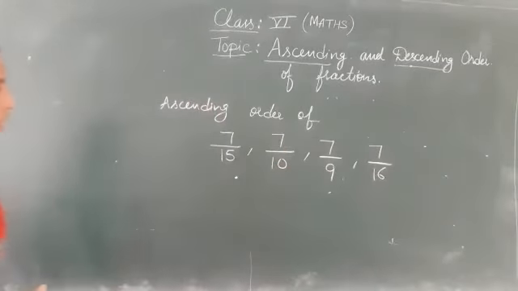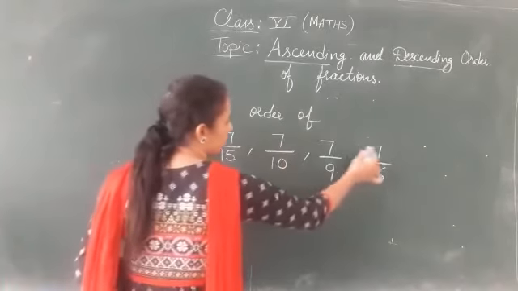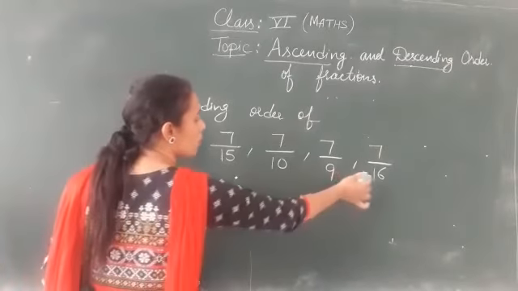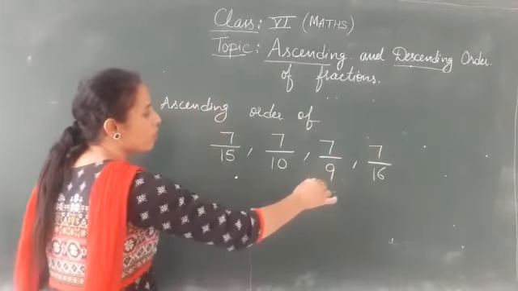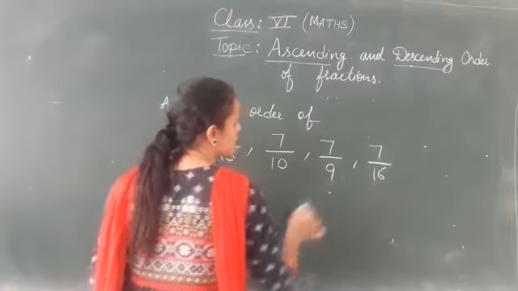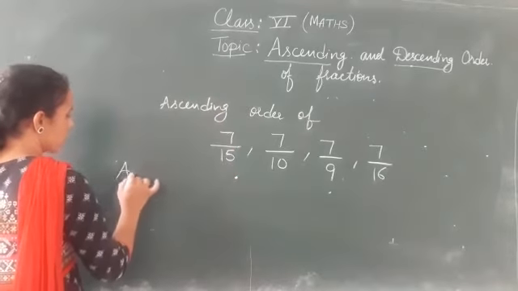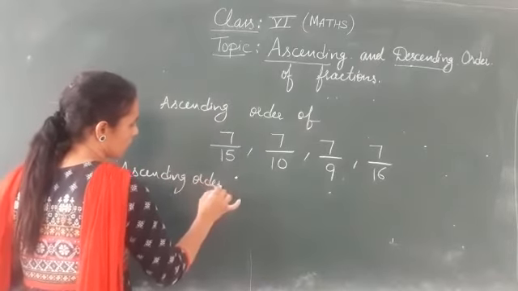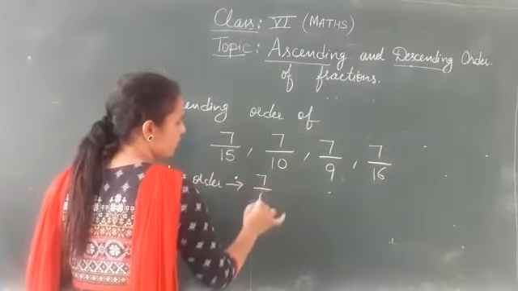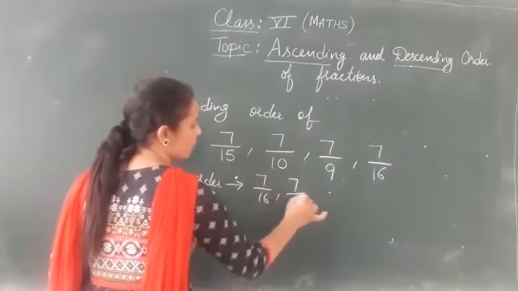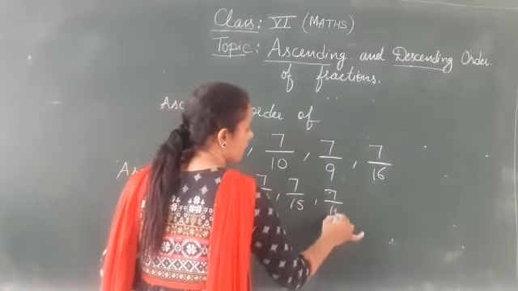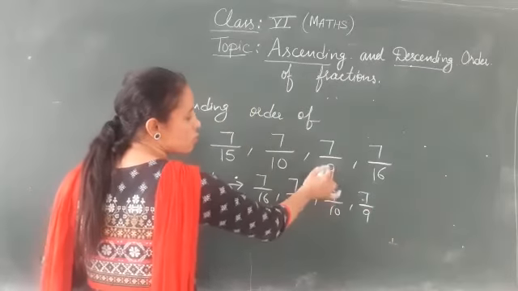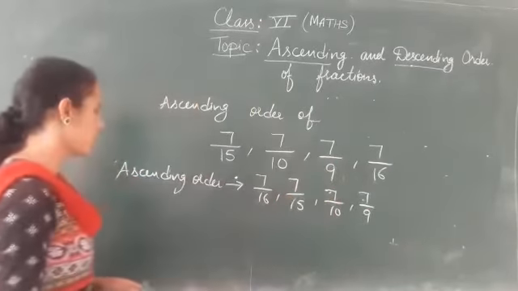these we are having. When your numerator is same, at that time, the number having the biggest denominator will be the smaller one. This is the smallest one. So you will write ascending order as: smallest one is 7 by 16. Then after that 7 by 15. Then 7 by 10. Then 7 by 9. So which is having the smaller denominator, that is the biggest one.